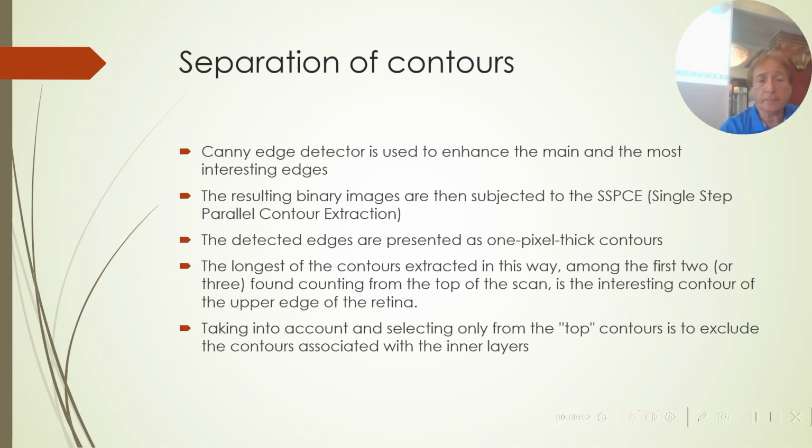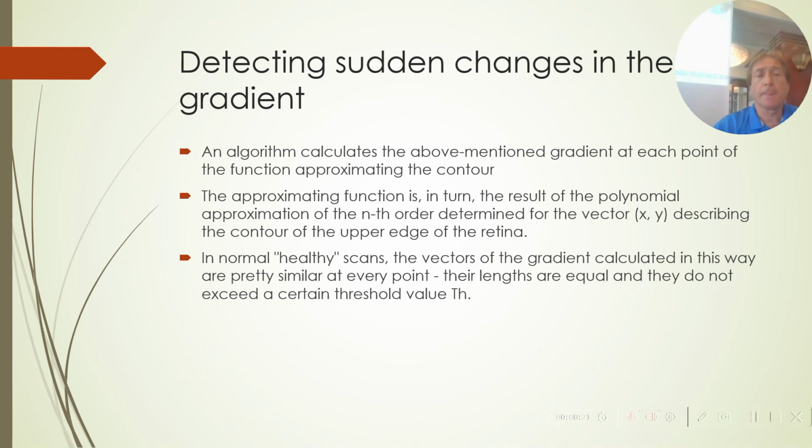Then the detected edges are presented as a one-pixel-thick contour. It means that the contour should not be thick, it should have a thickness of 1 pixel. And we are taking the first contour from the top. Then we can detect a sudden change in the gradient.